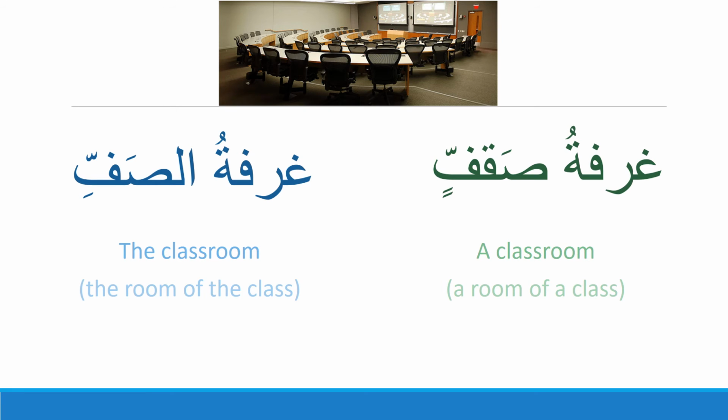One other thing you may have noticed is the endings of the word. When you make class indefinite, you need to put a tanween on the end, making safa into safin. And since the second word of an iDaafa always ends in a kesra, it gets the kesra tanween. The first word of an iDaafa always ends in a dhamma, and the ta marbuta will be pronounced as a ta, making it ghurfatu instead of just ghurfa.